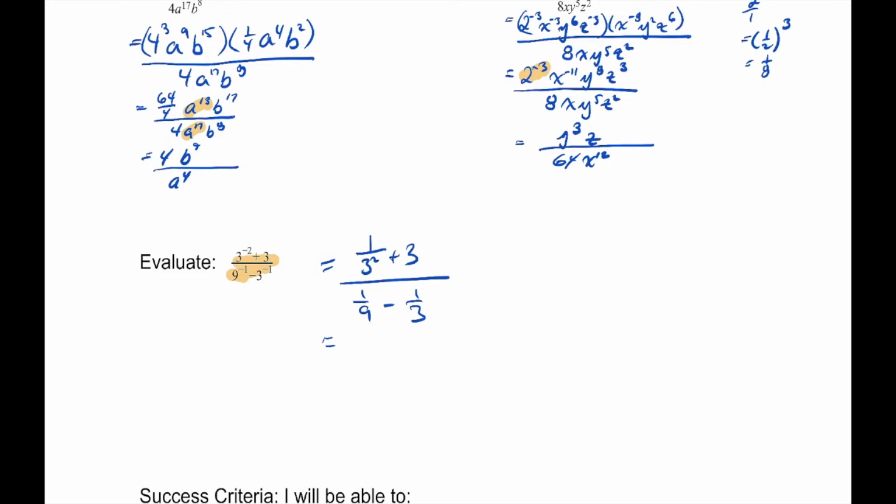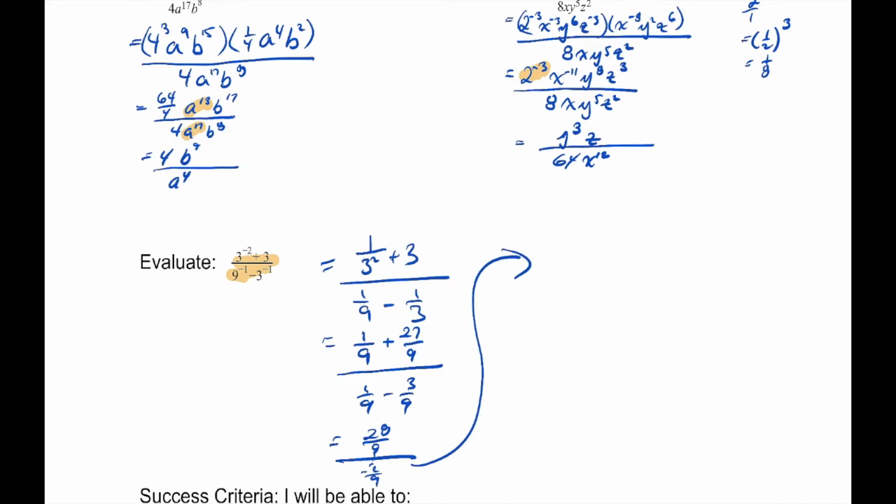So now we're just going to do some fraction arithmetic. So 1 over 3 squared is going to be 1/9. So I'm going to convert 3 into a common denominator of 9. So it's going to be 27 over 9 divided by 1/9 minus 1/3. So I'm going to convert that to be 3 over 9. So in this case, I'm going to get 28 over 9 divided by, well, 1 minus 3 is a negative 2 over 9.